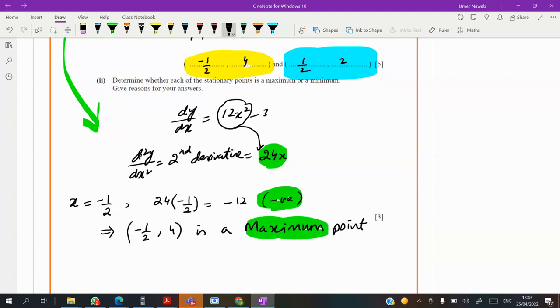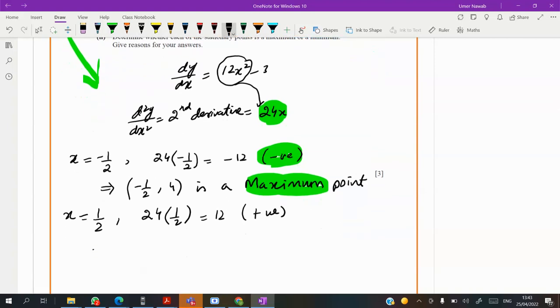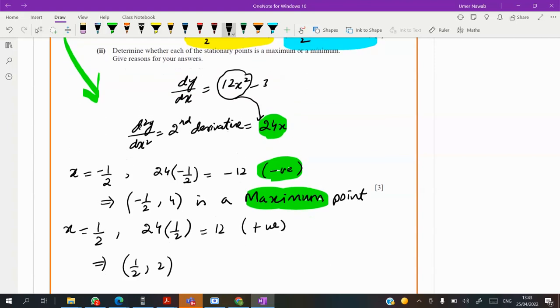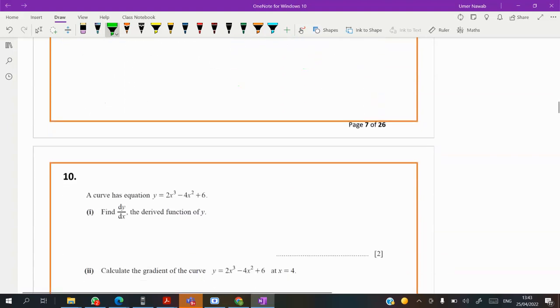And now substitute x is equal to half into the second derivative. You get 12, which is a positive number. So what shall I say? That half and 2, this point is a minimum point.